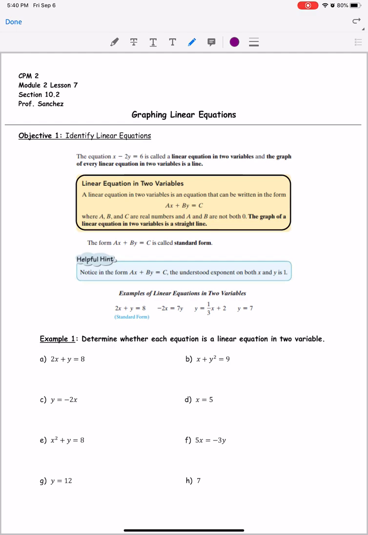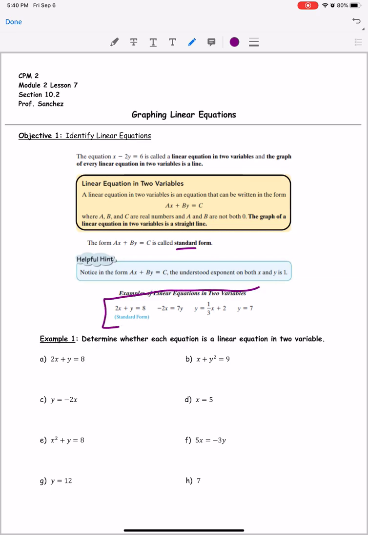So the first thing we have to be able to do is identify linear equations. And so you have a definition of what a linear equation is. This is what we considered standard form when you have Ax plus By equals C, where A, B, and C are all real numbers. So for example, that'd be something like 3x plus 4y equals 7. You have a number for A, B, and C. So that's your definition of a linear equation. And again, that's considered your standard form.